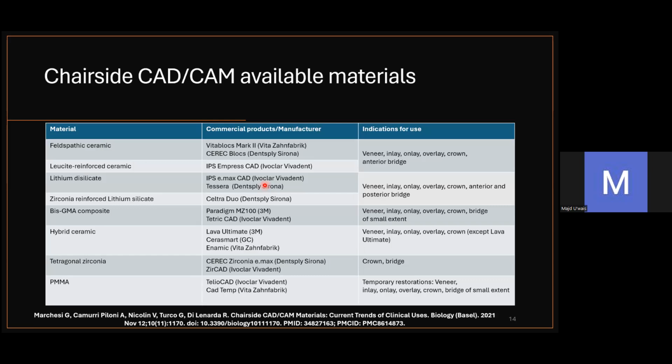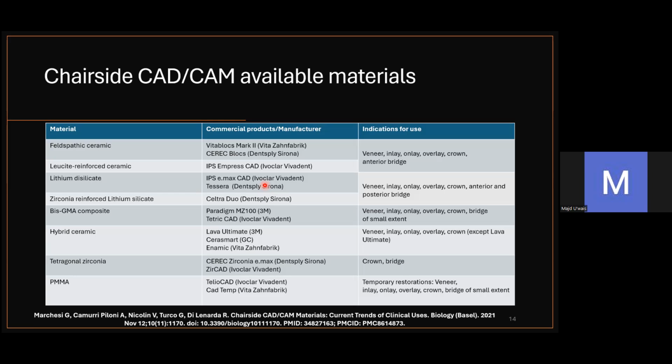This table was given by Marchesi and his colleague in 2021. They reviewed the currently available chairside CAD-CAM materials. As you can see, there are 8 available materials for chairside fabrication. The table also gives you their manufacturer and their indications for use.